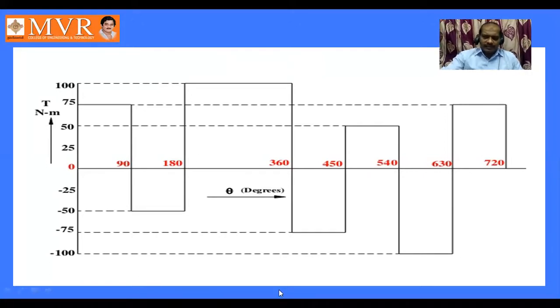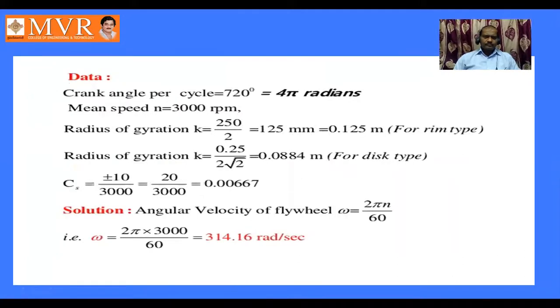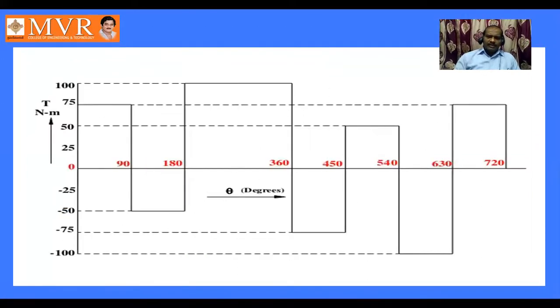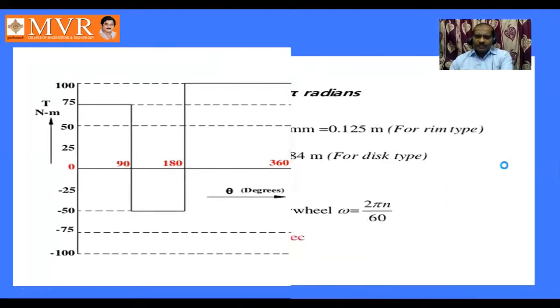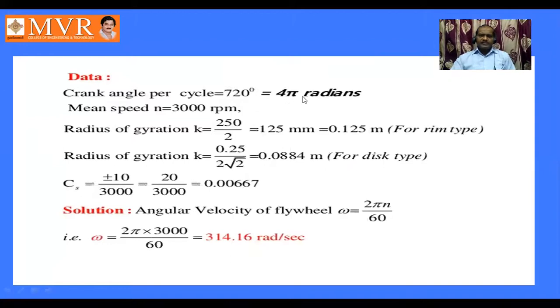How will you calculate? Let us observe. Crank angle per cycle is 720 degrees. Why? Because they have mentioned that the total angle is going to be 720 degrees in this slide. So that is 720 degrees, that is 4 pi radians.